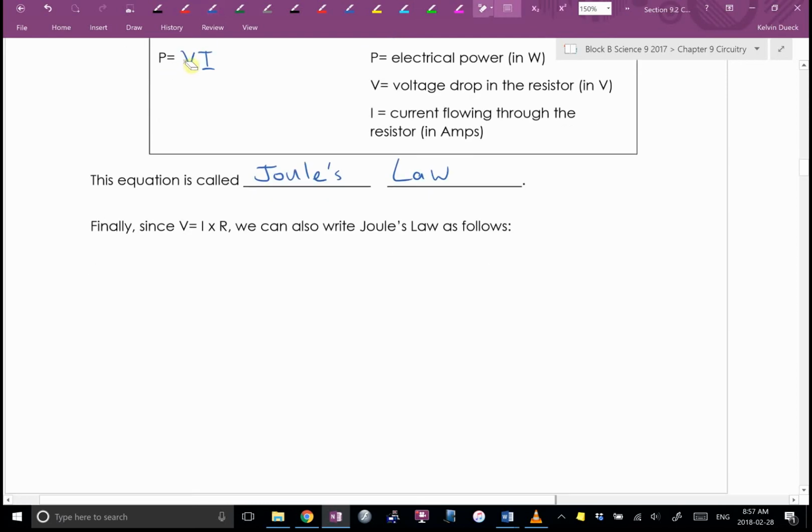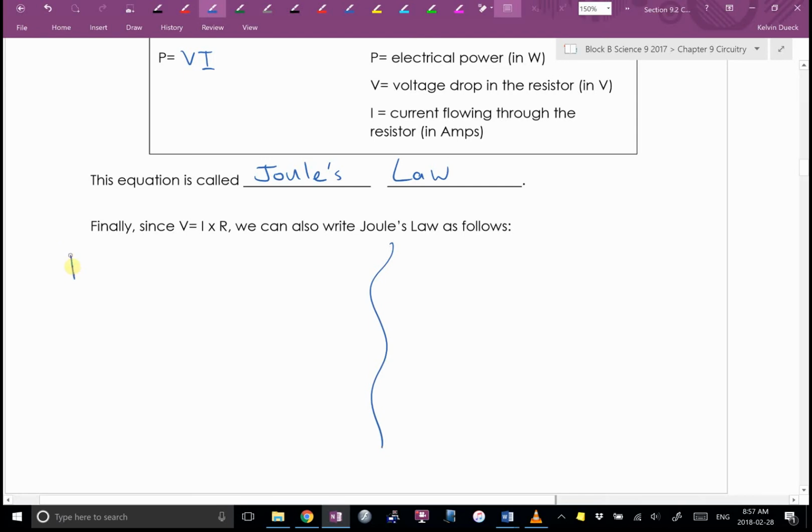How many variables does this equation have? Careful, count carefully. How many variables does this equation have, grand total? 3. It's actually 3 equations in one, because you can also write it as I equals P over V and V equals P over I. Did I give you those on your yellow sheet? Yes. We can also write Joule's law a couple of other ways.